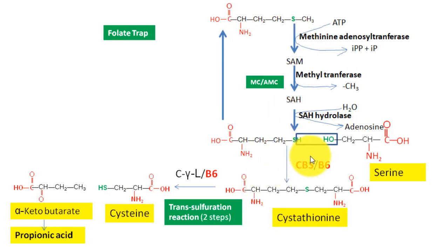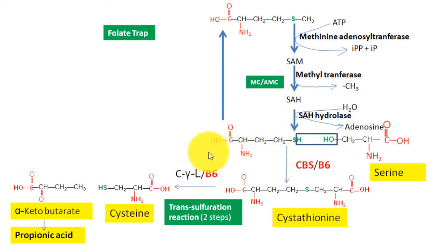Now here this two-step reaction is called the trans-sulfuration reaction, because sulfur is being transferred. So what happens if there is a blockade in this pathway? If this enzyme is deficient, what will happen is homocysteine will accumulate here. Homocysteine will not go down. Homocysteine will accumulate here, and because of that, what will happen?